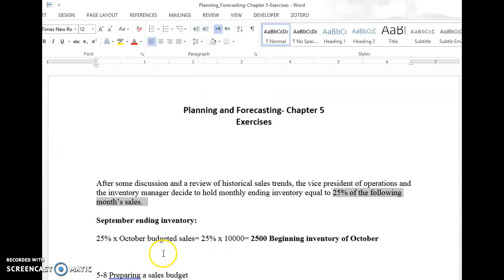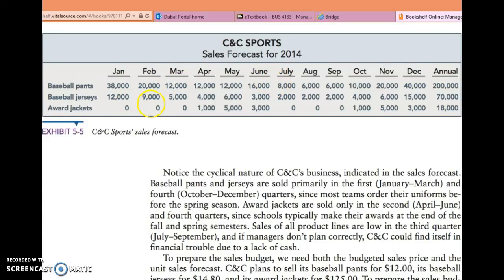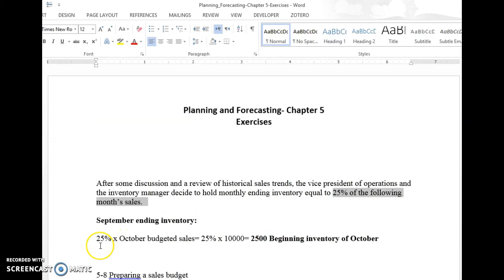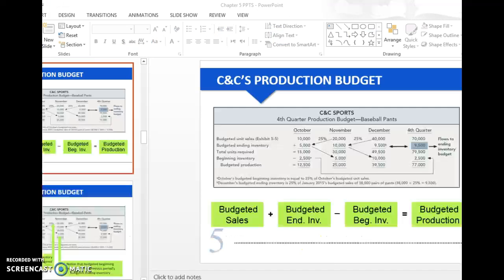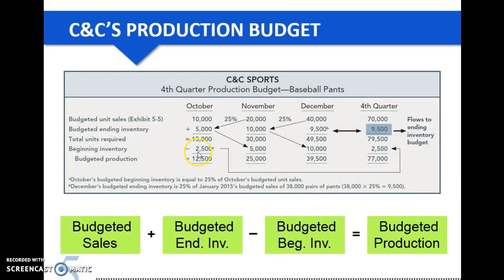So let's look at the information. As given in your e-text, Exhibit 5, the September budgeted sales is 6,000. To get the September ending inventory, we multiply 25% with October budgeted sales, because to get the ending inventory, the policy is 25% of following month sales. Calculate 25% of October sales to get the September ending inventory, which is 2,500. Once you get 2,500, which is the ending inventory for September, that is the beginning inventory for October. So now you can see here 2,500, which is the beginning inventory for October, as calculated for the September ending inventory.